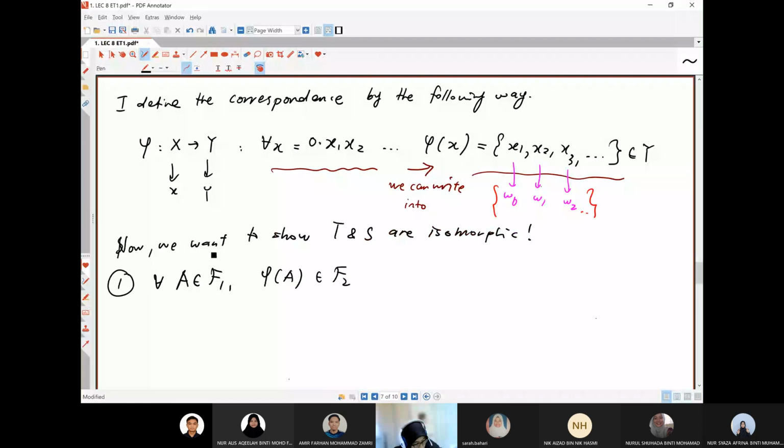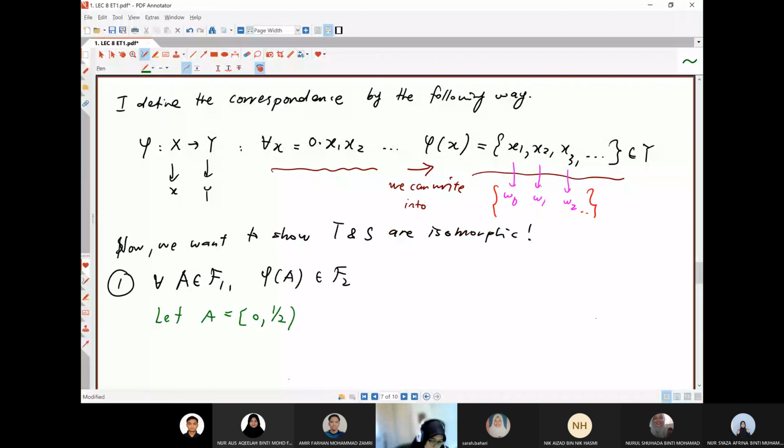Okay, kita tengok first part dia dulu. Now, how to show it? So the first case, you can show it by letting A be any set. So I let A be a segment, from 0 to 1/2.